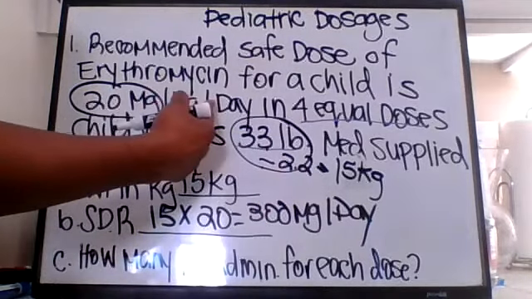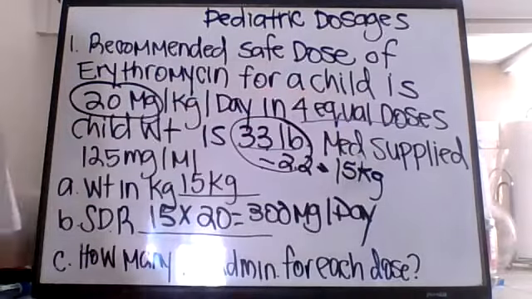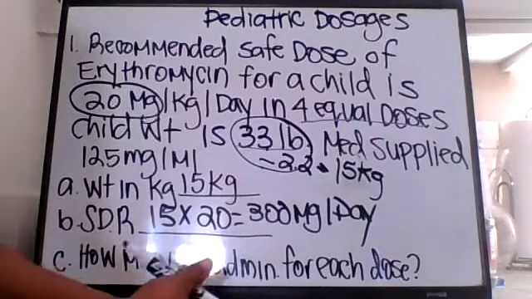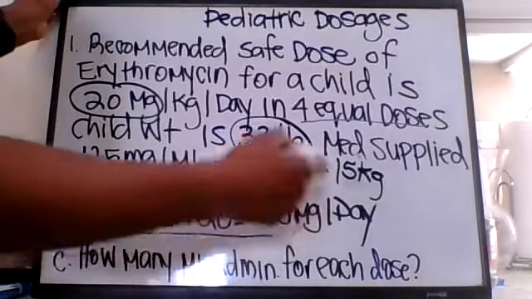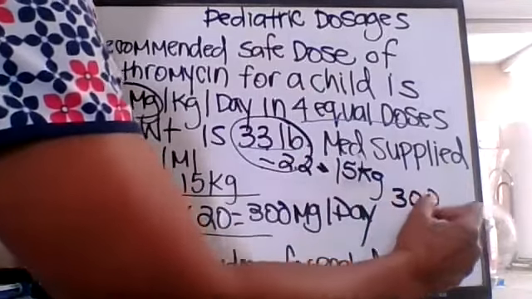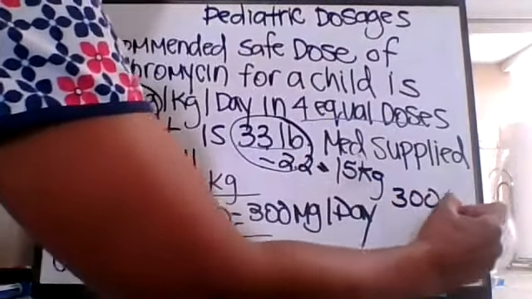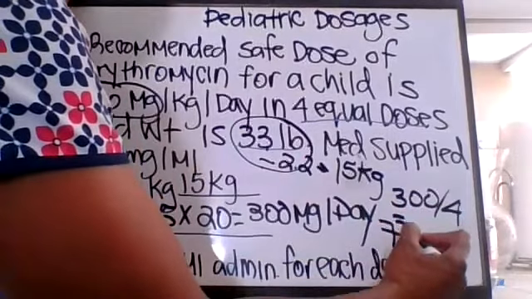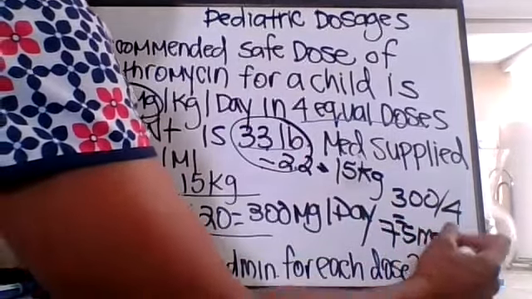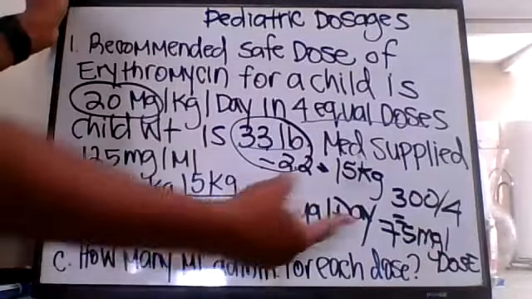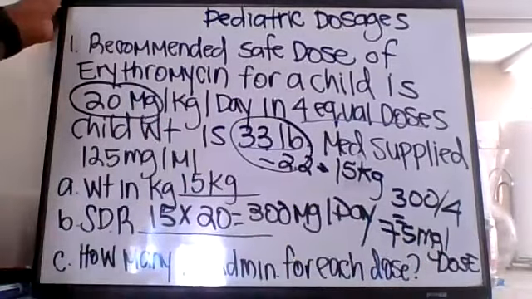Okay, now we have to go a little further with this one because it says it's 20 milligrams per kilogram per day in 4 equal doses. So we have to divide this down a little bit more. We take the 300 milligrams and divide it by 4, and we come out with 75 milligrams per dose.